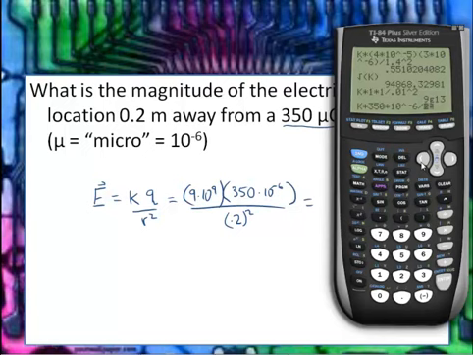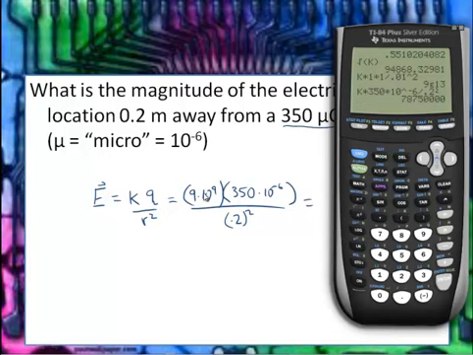Oops, forgot the point. 0.2 squared. So, wow, that doesn't seem quite right. Did I forget something? That seems like a much higher value. Well, maybe that just goes to show that you can't put 350 microcoulombs onto a balloon, but then again, that doesn't necessarily mean anything.